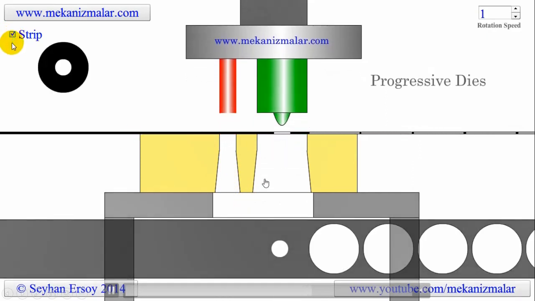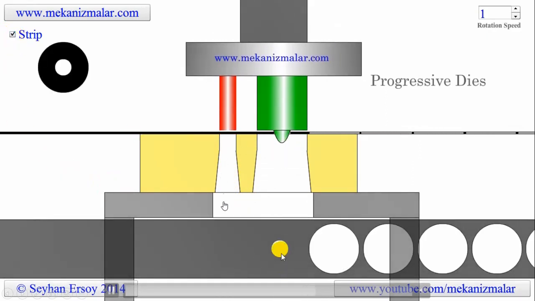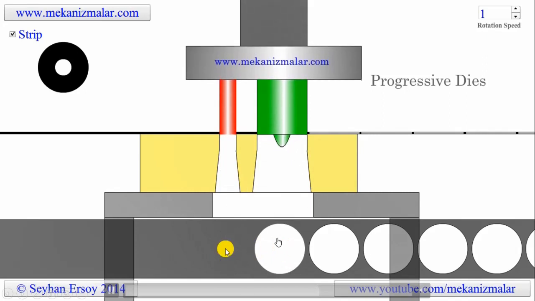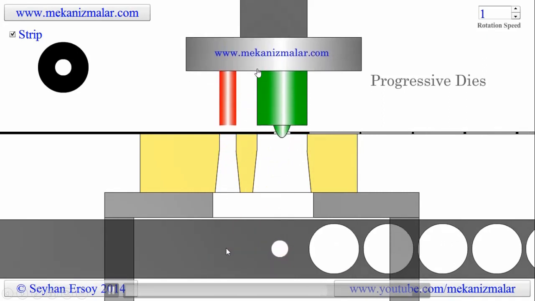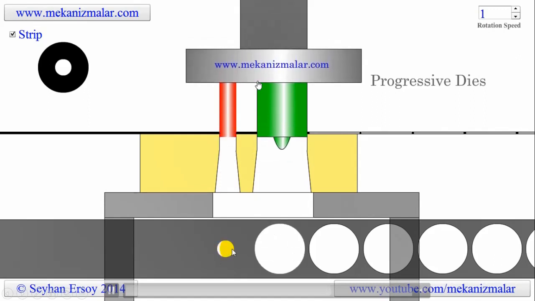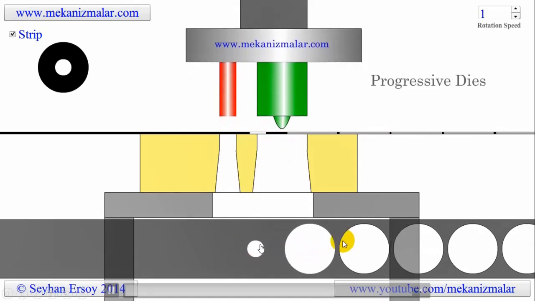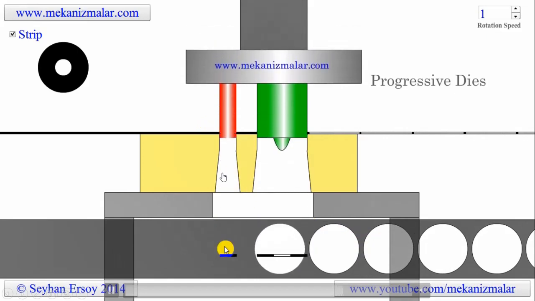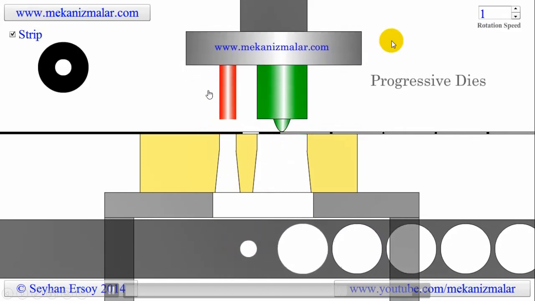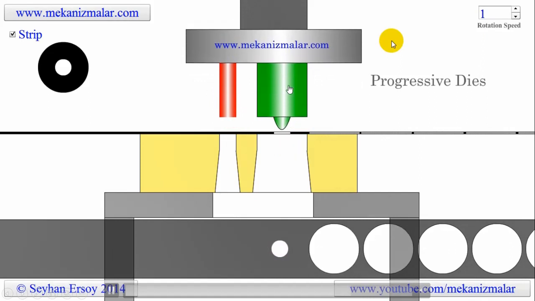Okay, if you observe the strip layout, first the punching operation will be performed here, and then the drawing operation. With whatever stroke is applied, in a single stroke the two operations will be performed. But what is the difference between compound and progressive die? Two different stations are used over here.